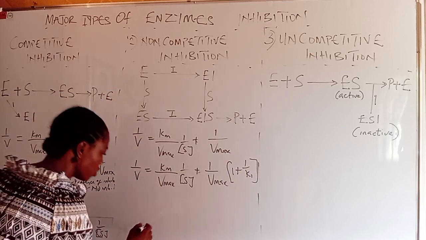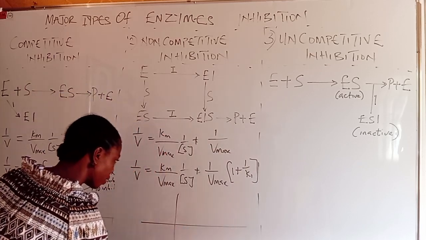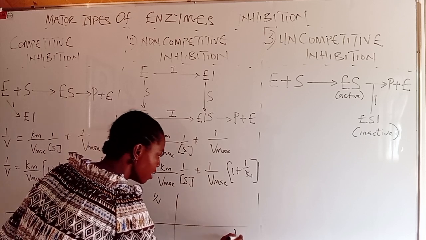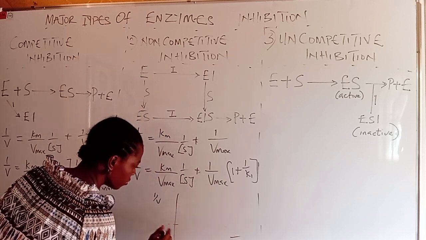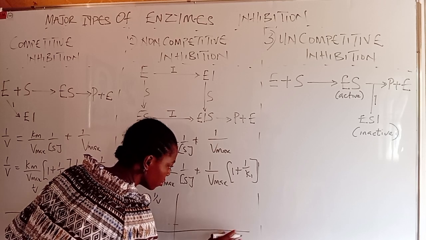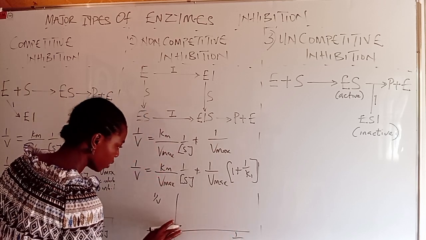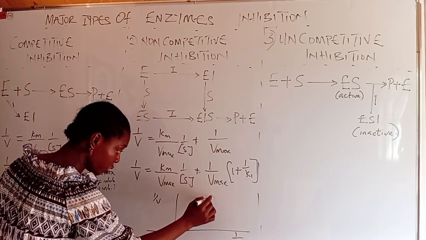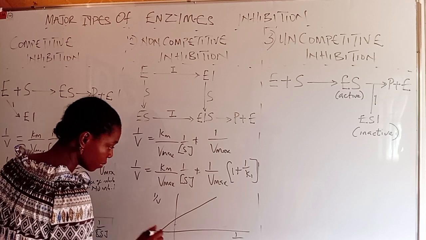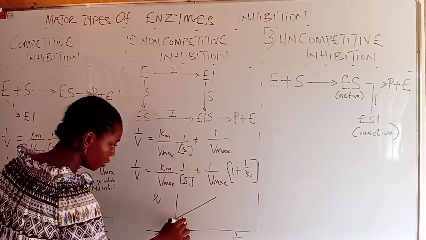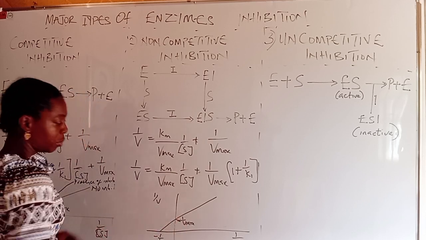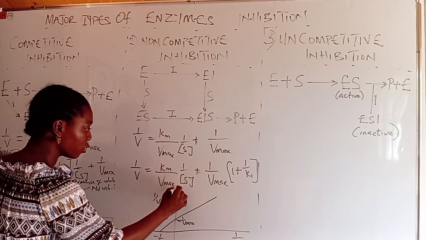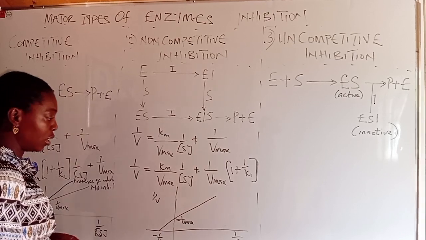And then our graph will also show that effect. This is 1 over V and 1 over S, remember? This should be a graph where there is no inhibition. This is 1 over V, and this is minus 1 over Km. No inhibition. So how will the plot in the presence of an inhibitor look?